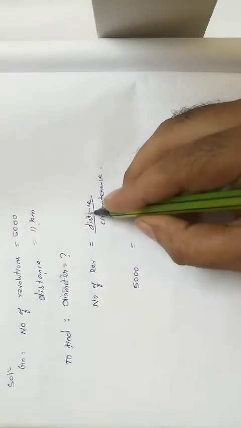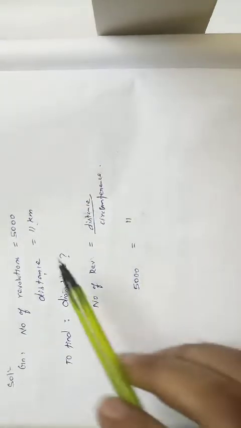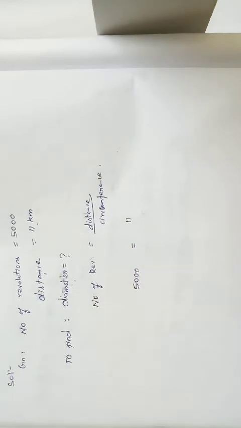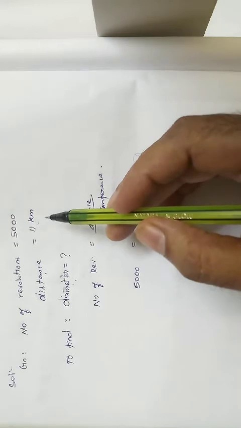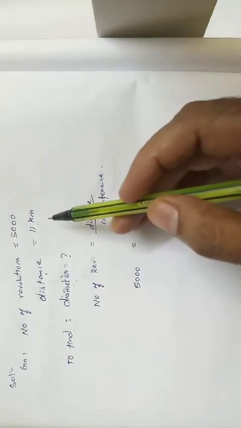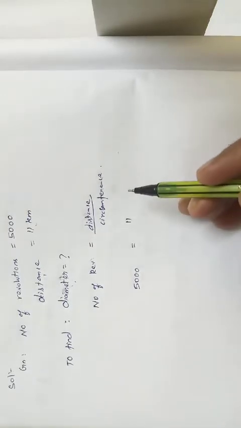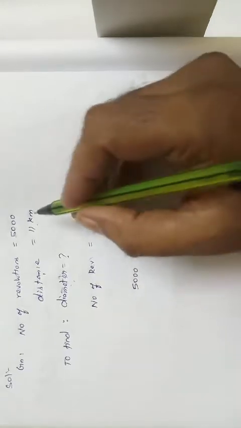5000 is equal to distance. How much distance they have covered? 11 kilometer. I told you that, but now we are going to find the diameter of the wheel. If you are finding the diameter of the wheel in terms of kilometer, it will be very complicated. So better you convert kilometer to meter or centimeter. Better you keep it in centimeter, because the diameter of the wheel should be in terms of centimeter only. We can't say it in kilometer.